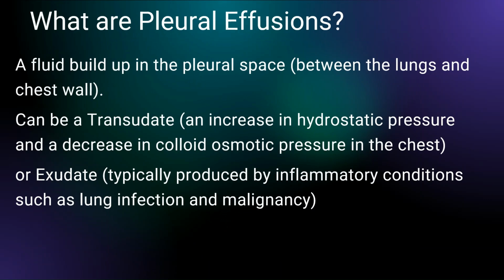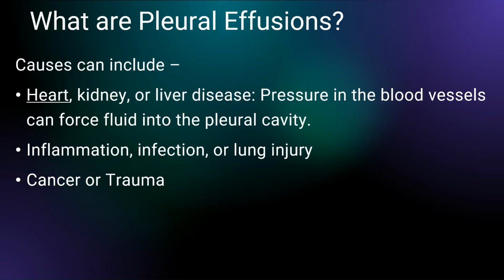So next, moving on to pleural effusions. Well, what are they? They're fluid buildup in the pleural space. It can be a transudate or an exudate. The transudates we associate with an increase in hydrostatic pressure or a decrease in the colloidal pressure. Or an exudate, which can be associated with an inflammatory process such as infection or malignancy.